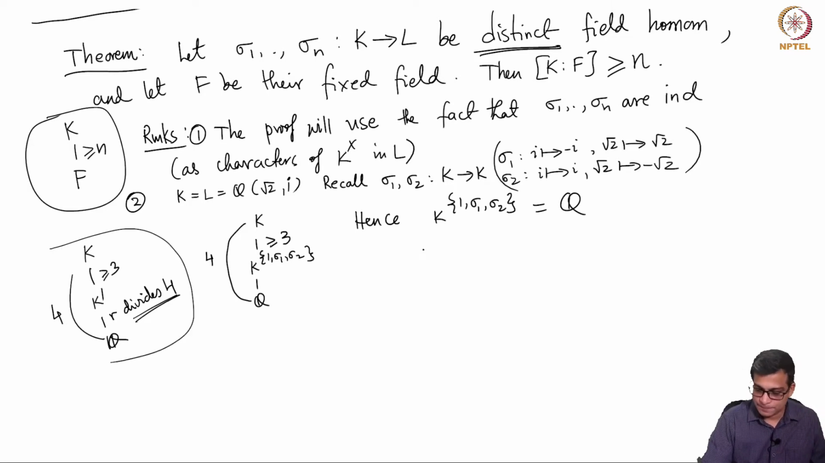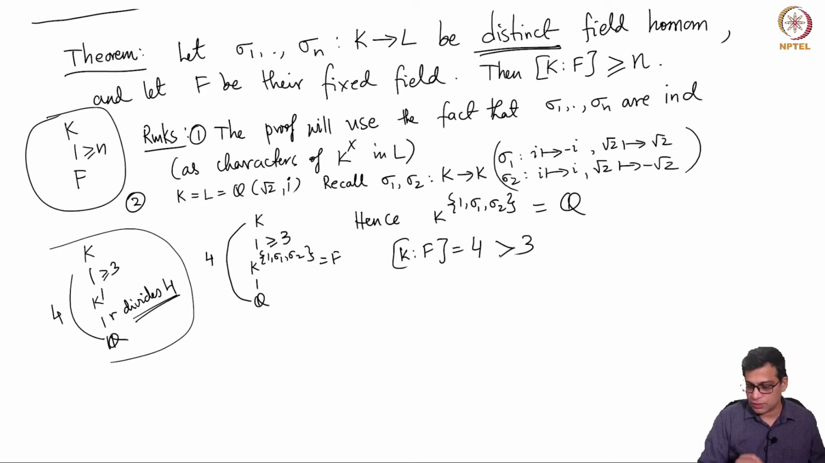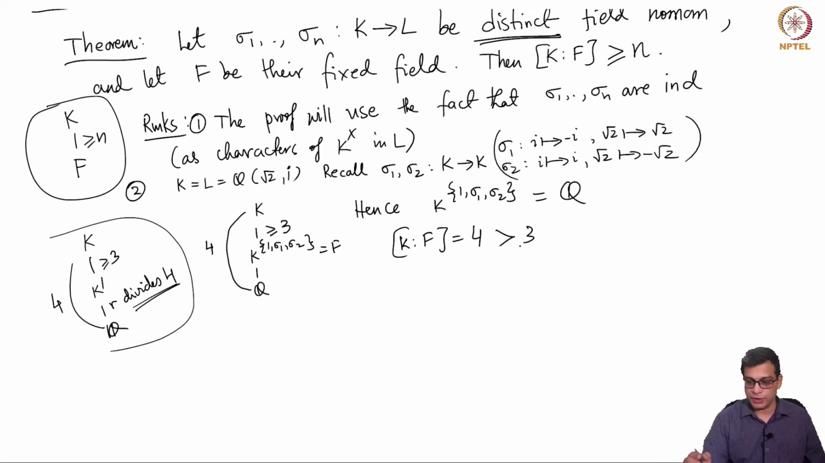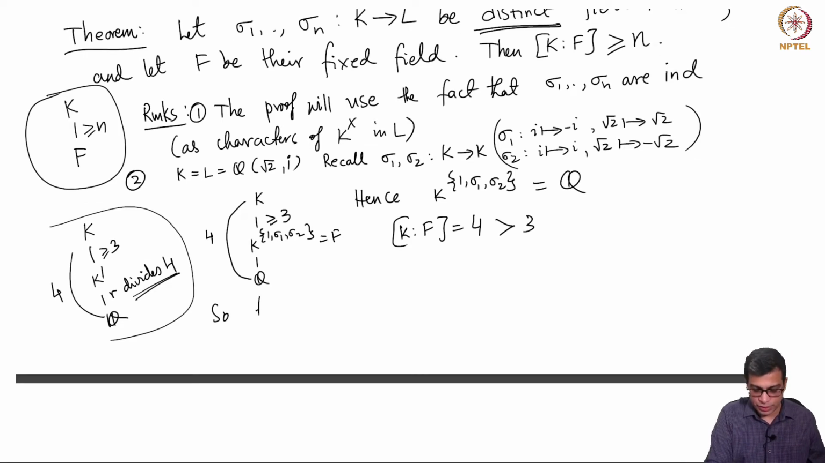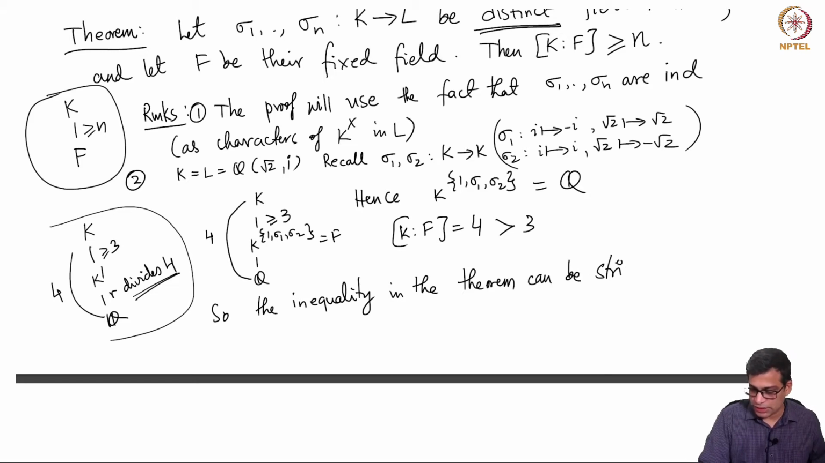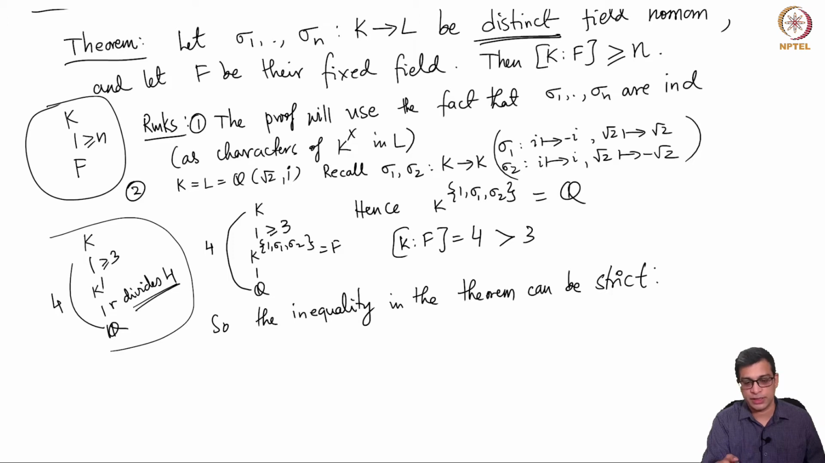So that means if this is F in the notation of the theorem, K over F in this case has degree 4, which is strictly greater than 3. So the theorem is true, but the inequality in the theorem can be strict. The second theorem, which we will prove in the next video, deals with this. In a special case, you assume some things about the sigma i's, namely that they form a group, and then the inequality is actually an equality.